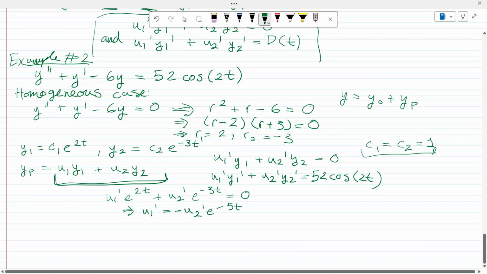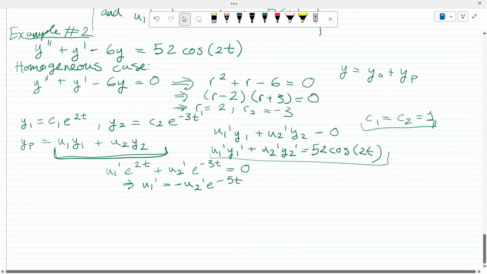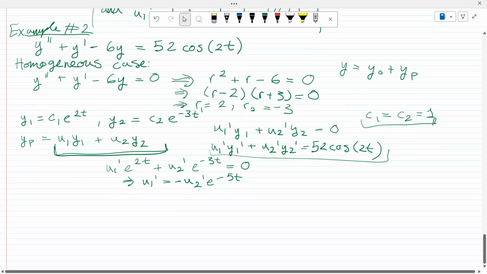Now, if we look up above right here, we know that u1 prime is equal to this expression here. So we can substitute it back into this equation right here. So we get negative u2 prime e to the negative 5t times, sorry.